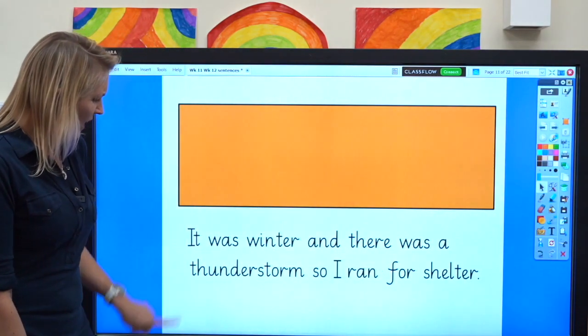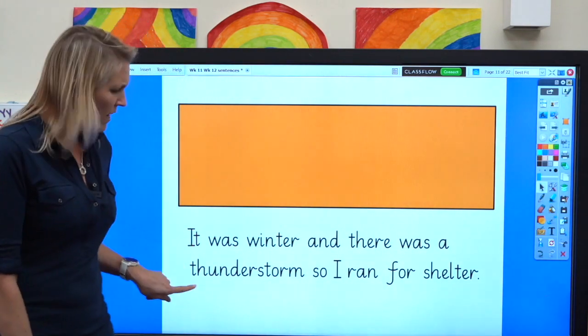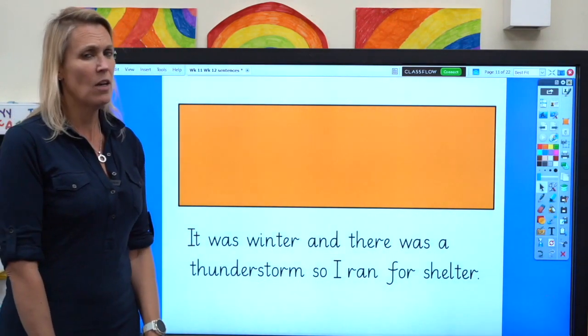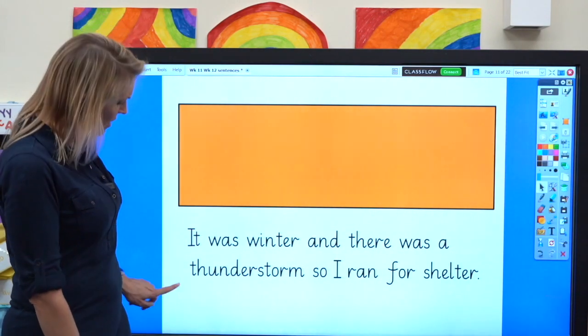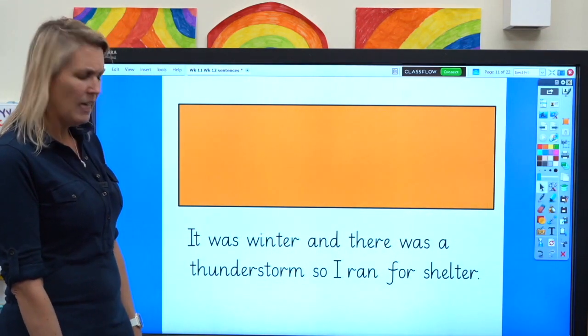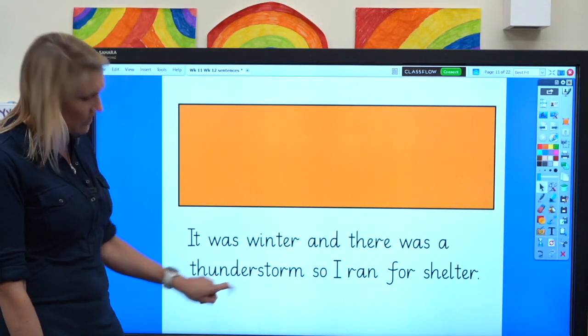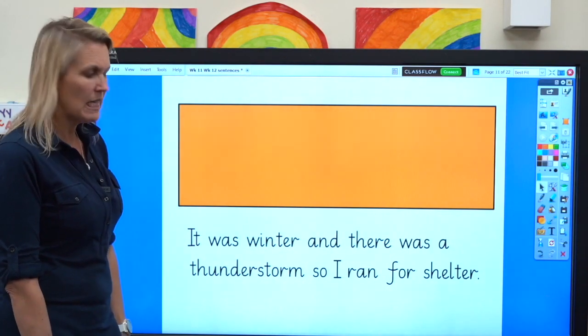And let's have a look at this big, long word here. We've read parts of this word before, but today there's two words that are put together to make this really long word. Let's have a look. Let's do this bit first. Are you ready? Read with me. Let's sound it out together.